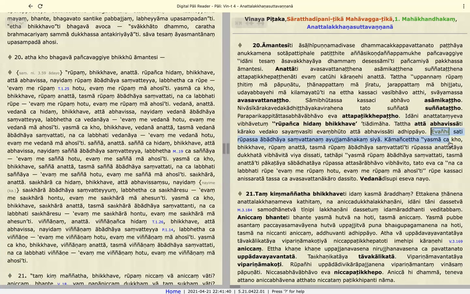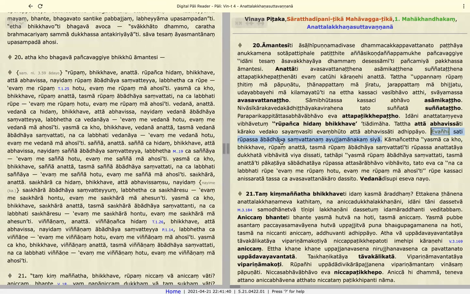After that, in this sentence, how can we think about it? Na yidaṁ rūpaṁ ābādhāya saṁvatteyya. In the original Pali, na yidaṁ rūpaṁ ābādhāya saṁvatteyya. Concerning this sentence, the sub-commentator explained it with evaṁ sati: rūpassa ābādhāya saṁvattanaṁ ayujjamānakaṁ siyā. With evaṁ sati, they briefly mention the previous explanation.